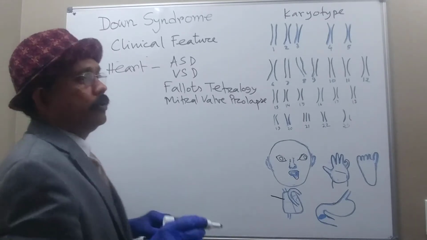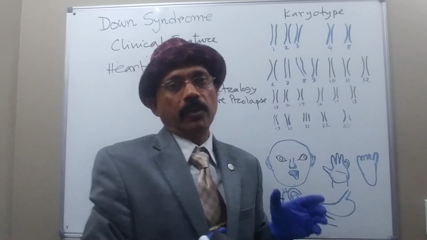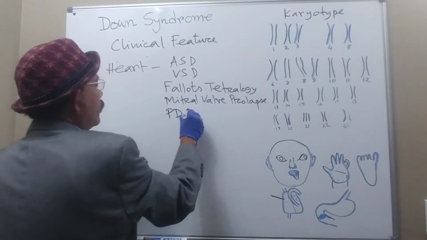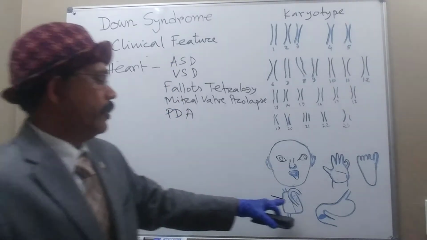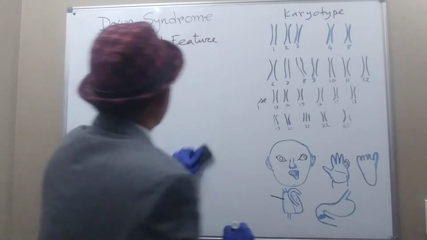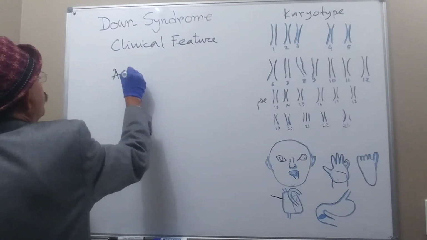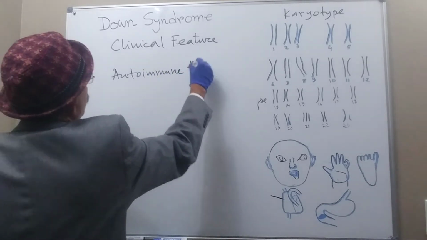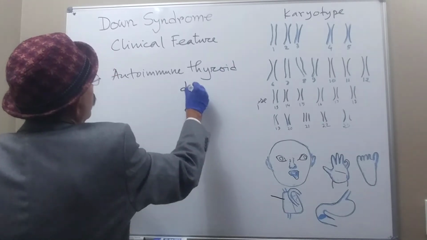Also we may get incompetence of the mitral valve or the tricuspid valve, and patent ductus arteriosus. So we may have multiple heart anomalies. Multiple heart anomalies are possible. In the neck region, we may get autoimmune thyroid disease, maybe hypothyroidism.